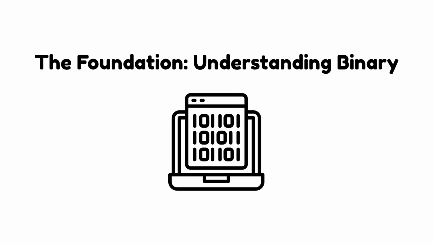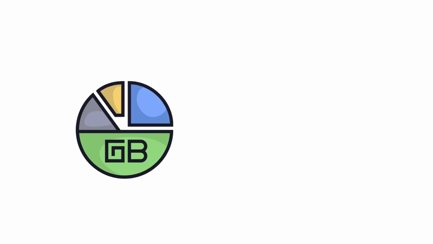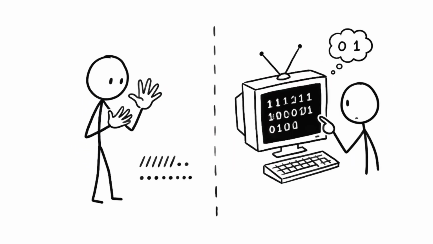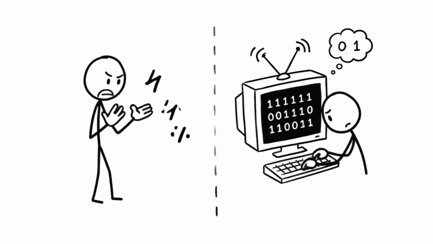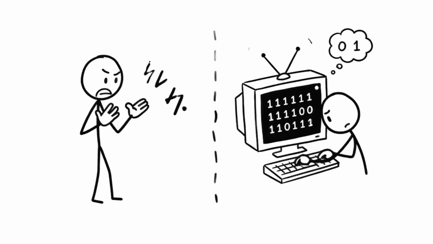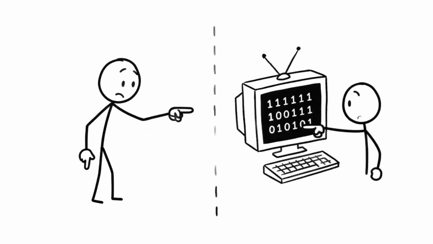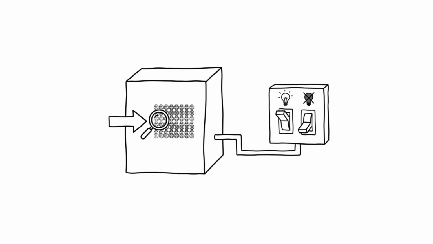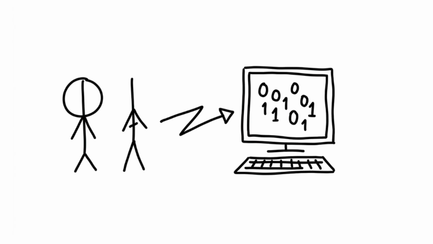The foundation: understanding binary. Before we dive into gigabytes and terabytes, we need to understand how computers actually think. Unlike us, computers don't count using 10 digits. They use just 2, 0 and 1. Why? Because at the most fundamental level, computers are made of billions of tiny electronic switches, and switches have only two states, on or off. This is called the binary system, and it's the foundation of everything digital.